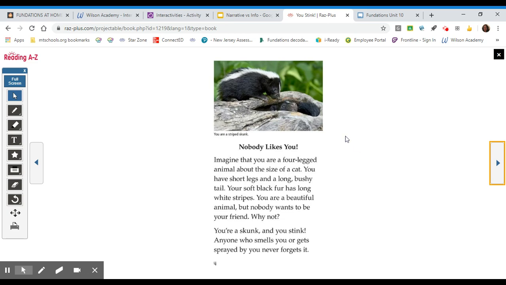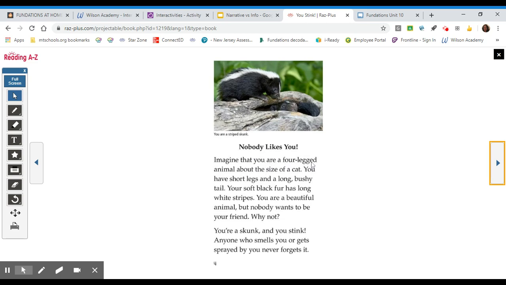Here we go. So first, I do have a skunk and I have another little skunk peeking out. And you can see this is a caption. It tells me what I'm looking at. And it says, you are a striped skunk. And here is my subtitle, nobody likes you.